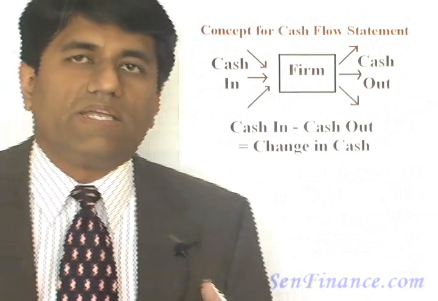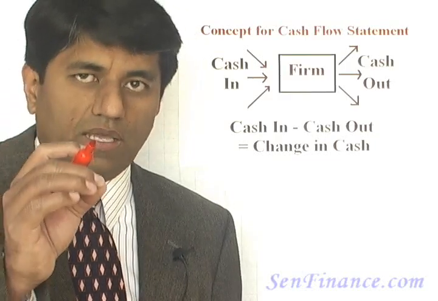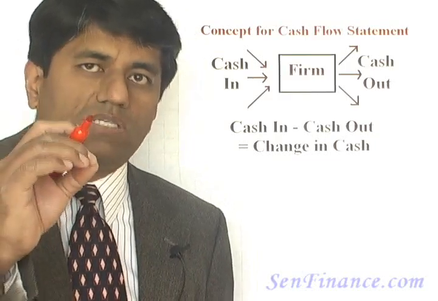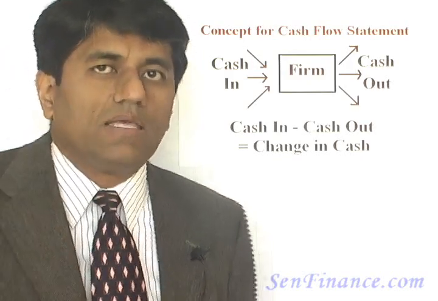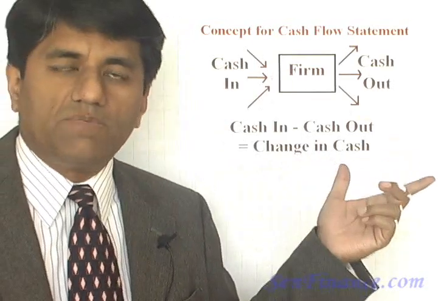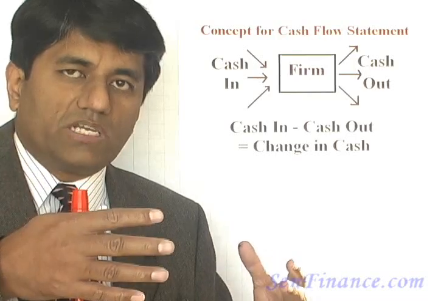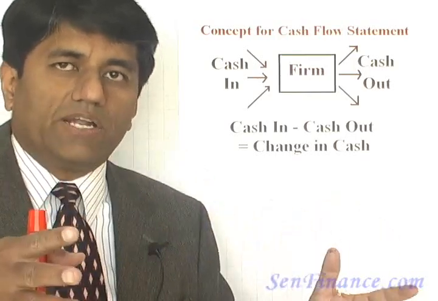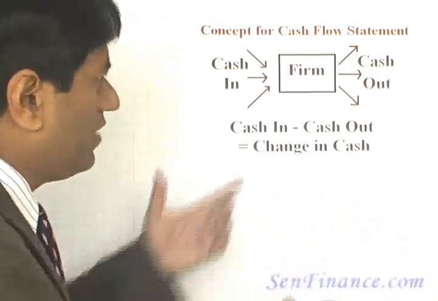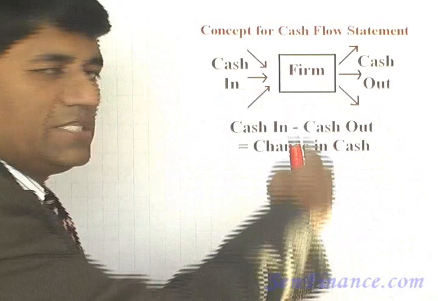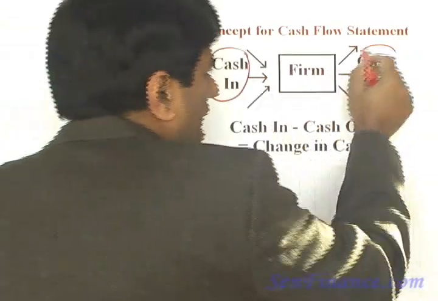Now the logic that we did for the balance sheet was for a stock statement. That is a statement which provides information about the firm at a point in time. Now we are going to look at the cash flow statement, which is a flow statement. That is, it provides information about what happened to the firm over a period of time, not at a point in time, but over a period of time. And here what we have is that over this period of time, there is cash coming into the firm and there is cash going out of the firm.